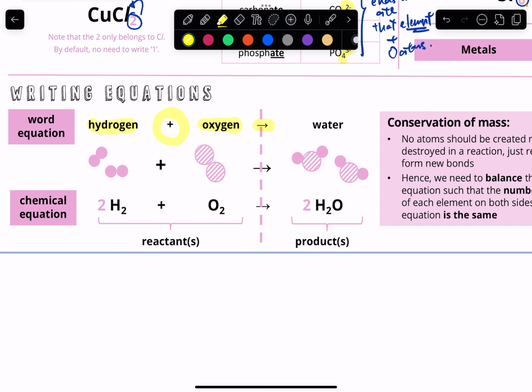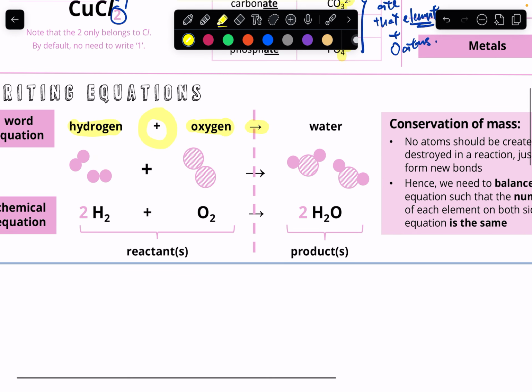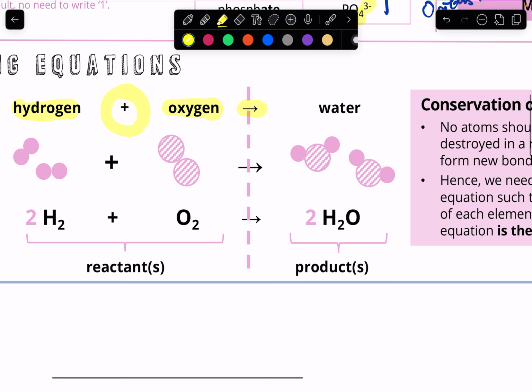So that's all well and good, but then we move on to chemical equations. What's the point of having chemical equations, and how is it different from word equations? From word equations, you can tell what substances are reacting and what substances are being formed, but you don't know the quantity or the ratio in which they are reacting. So say hydrogen, oxygen, and water. I've drawn out how they look, right? So hydrogen is H2, oxygen is O2, and H2O is water.